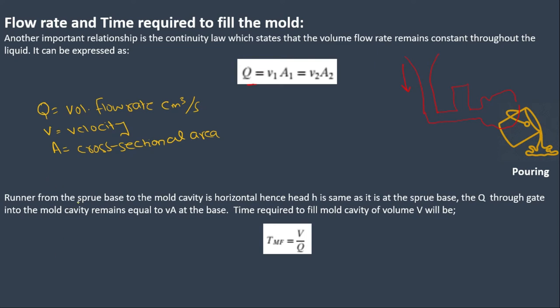Now, the runner from the sprue base to the mold cavity is horizontal. Hence, head h is the same as it is at the sprue base. The Q, that is the volumetric flow rate through the gate at the mold cavity, remains equal to VA at the base. So the time required to fill the mold cavity, that is TMF, will be equal to the volume of the mold cavity divided by the volumetric flow rate.